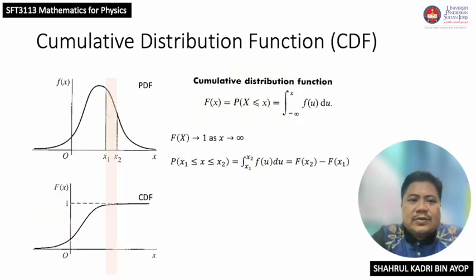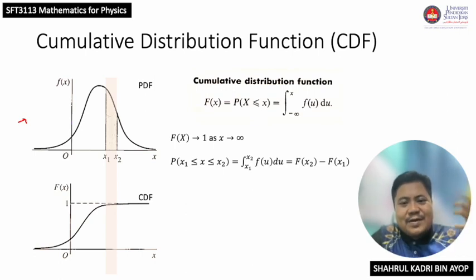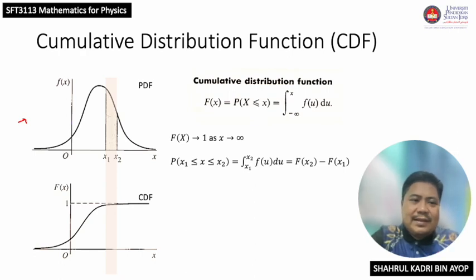Okay, and then let's go to the cumulative distribution function. So the cumulative distribution function, this is the probability function. The cumulative distribution is the accumulation of probability value. For example, when we calculate the probability, it is the area under the graph. So the probability is the area under the graph.